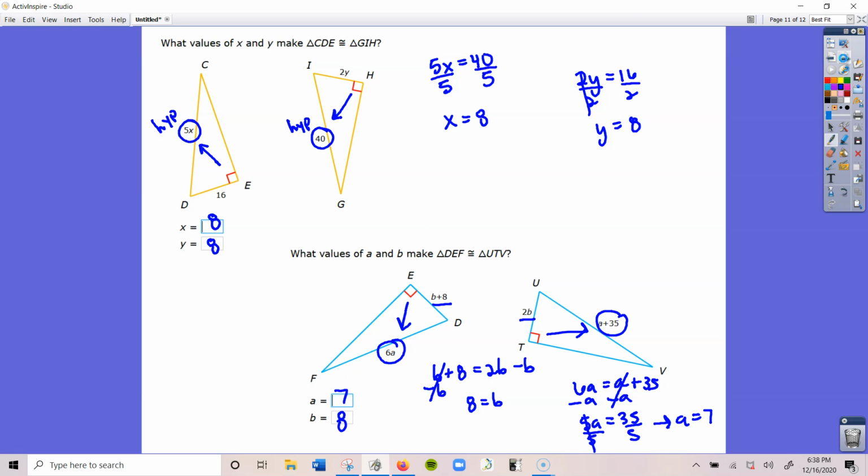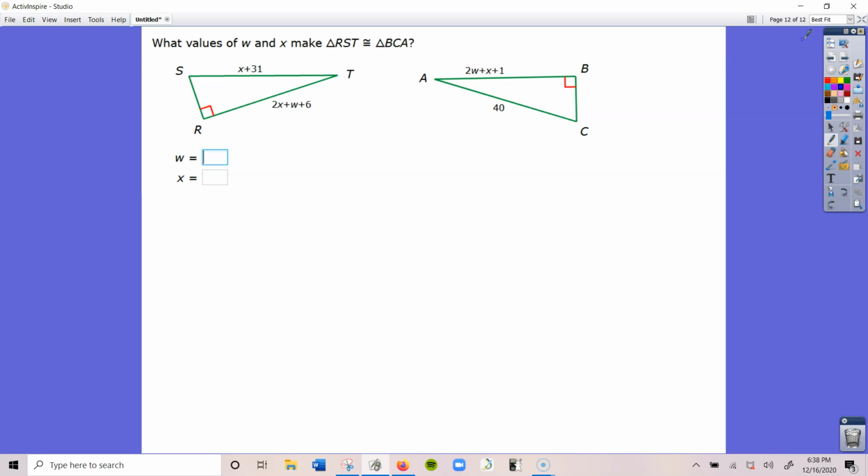The last type, the one you get at the highest level, is a little bit more complex, so I'll explain how to do that. We have this hypotenuse, which is x plus 31, and this one, which is 40. And then you have these legs here where you have two variables. You have w and x.